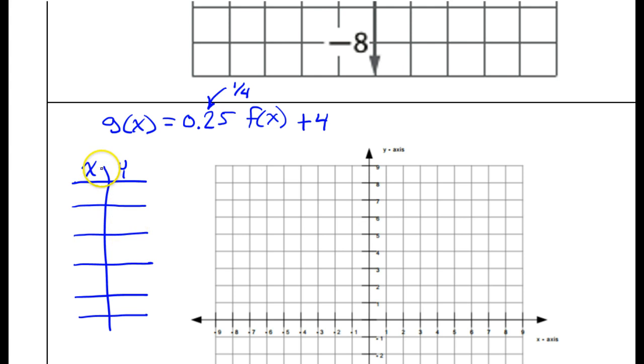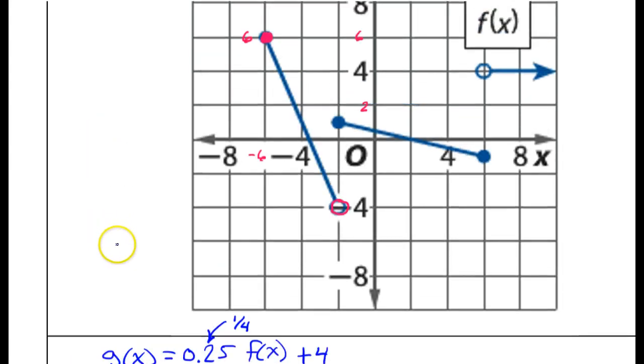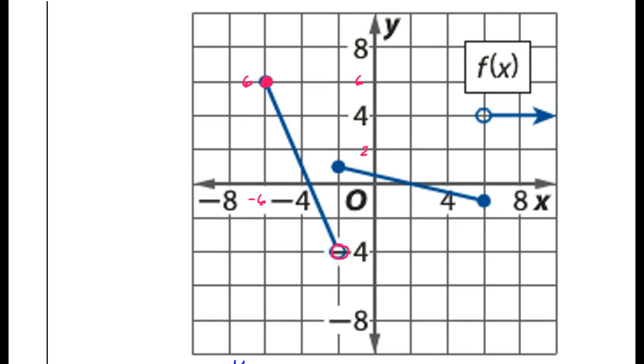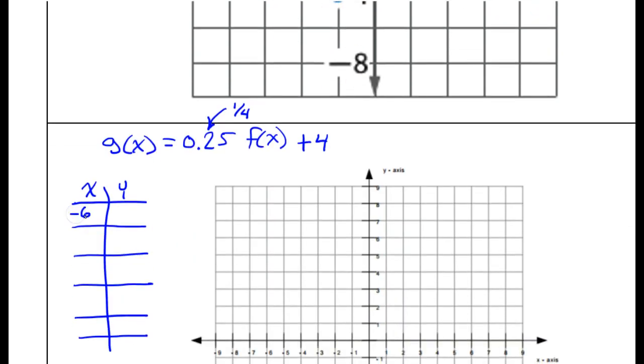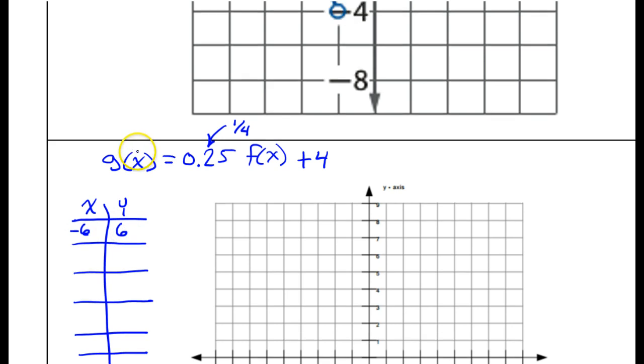Let's make a list of the critical values from the original function. So looking at the original function, look at all of the endpoints, and let's record the coordinates of them. So this first point is the point -6, positive 6. Notice that they're counting by 2s. 2, 4, 6. -2, -4, -6. So this is the point -6, 6. Let's write that down. -6, 6.